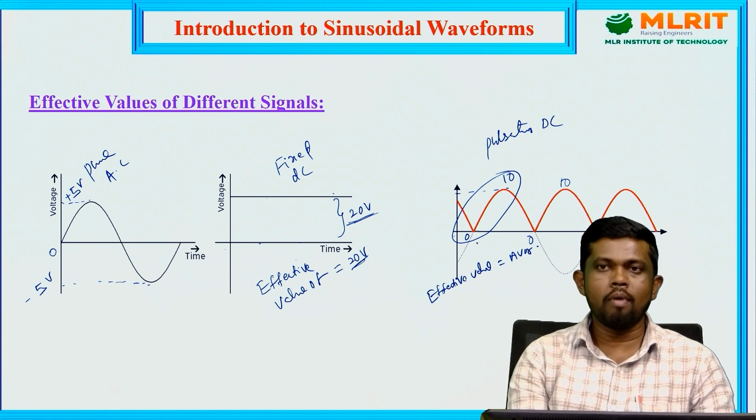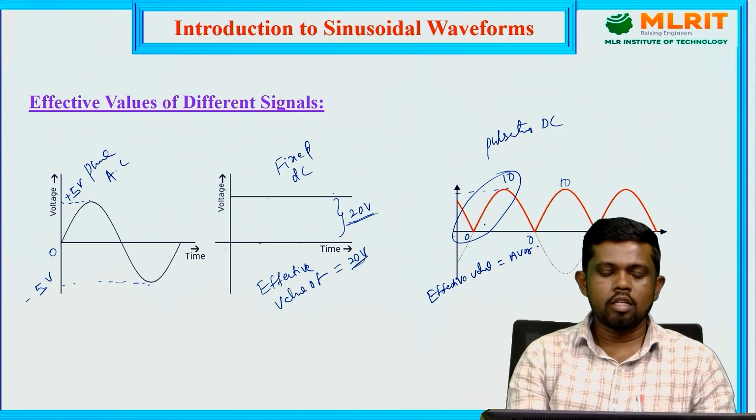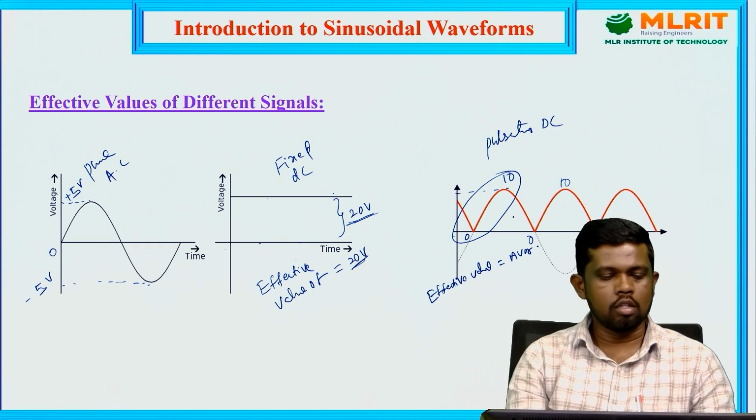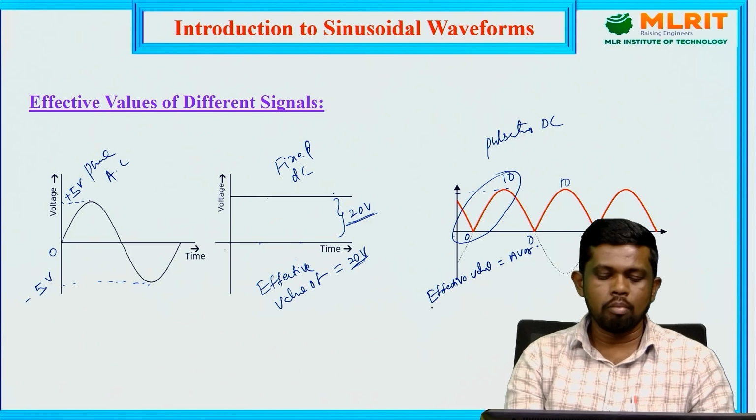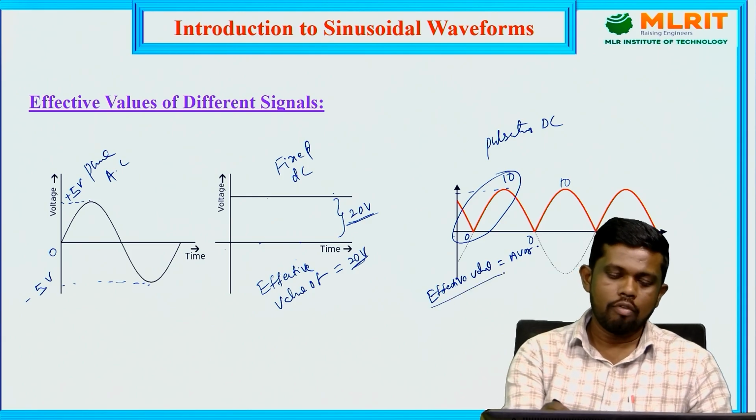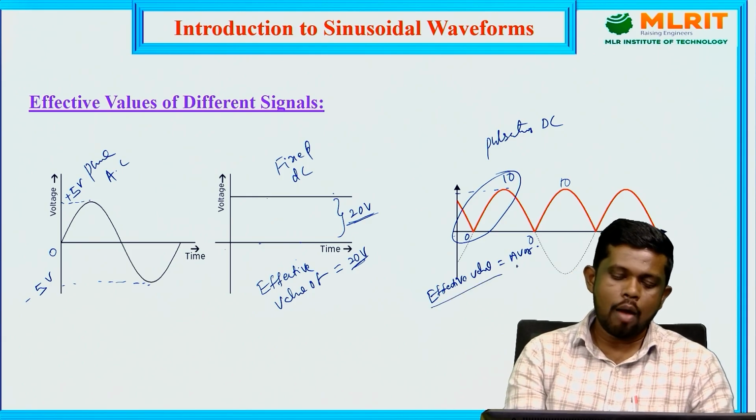This one is a time varying signal. We will get changes in the magnitude of the signal with respect to time. That's why it's called a time varying signal. If you are able to get the effective value of this time varying signal, the effective value will be the average value of that. We would like to calculate the average value of this signal, and that is called simply the effective value.